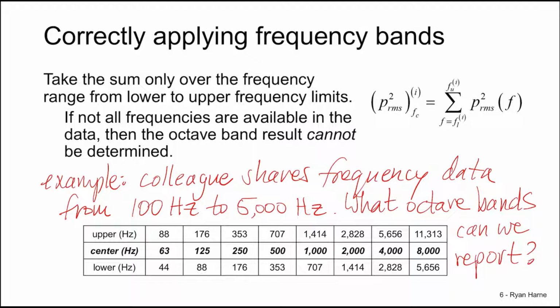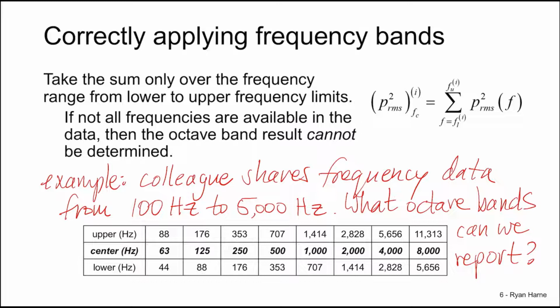If we look at this table here, we see the lower and upper frequency limits for all of the bands. Let's consider the lower limit of the frequency data our colleague provided. It is at 100 hertz. For the 125 hertz octave center frequency, we find that the lower limit is 88 Hertz.